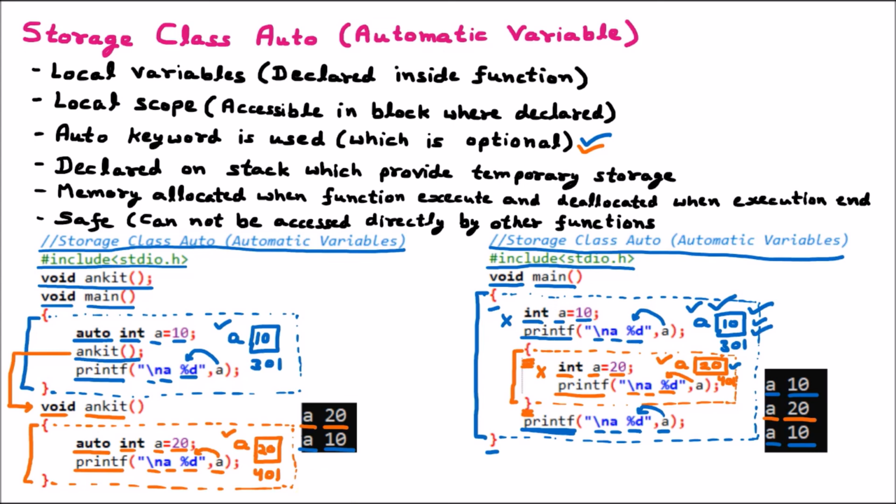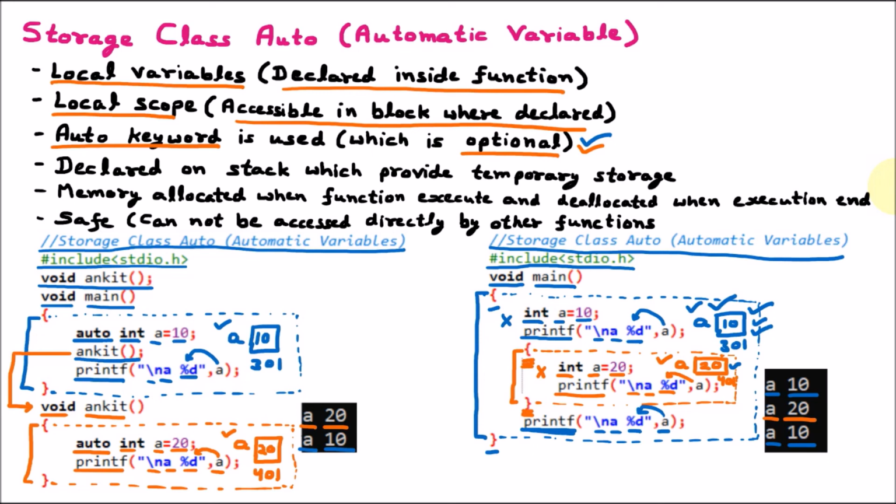So here inside the storage class auto or the automatic variable, we have learned that they are the local variables or the internal variables which can be declared inside the function. And they are having the local scope. Local scope means they are accessible inside the block where they are declared. The automatic variable or the local variable or internal variable, they all are the same thing. They use the auto keyword. But if you are not providing the auto keyword, that is perfectly fine because that keyword is optional.